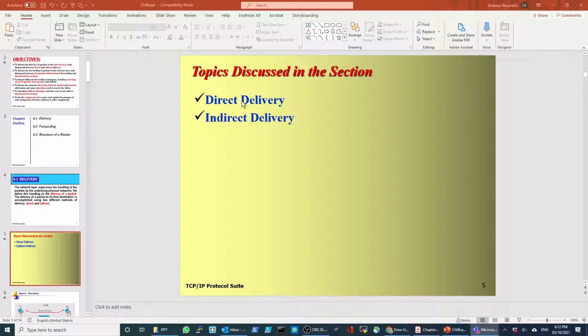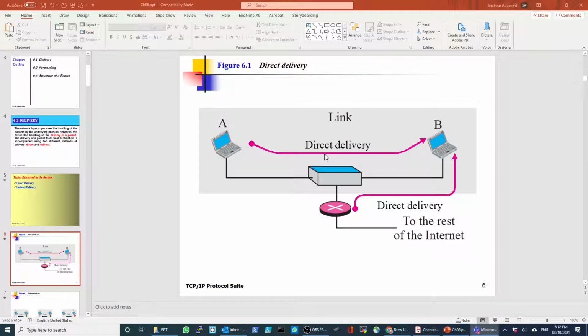So let's talk a little bit about the direct delivery, then the indirect delivery, and I think you could understand this very easily. In the direct delivery, as you see here, there is a source A and source B. They are connected with a switch, so they are part of the same network, otherwise we would not be able to communicate. It's the same LAN. The final destination of the packet here is a host that is connected to the same physical network as the deliverer.